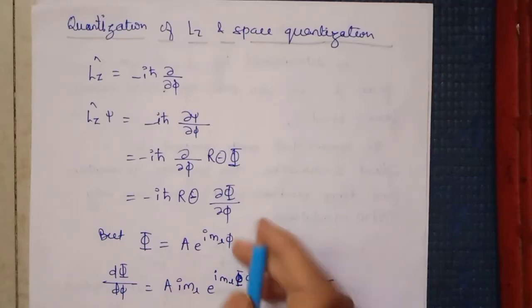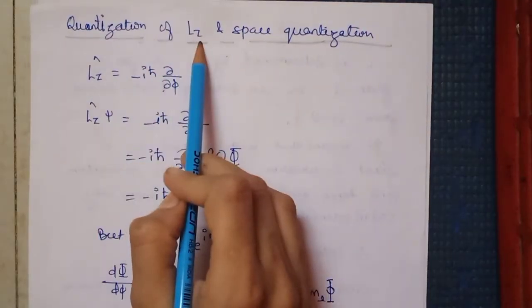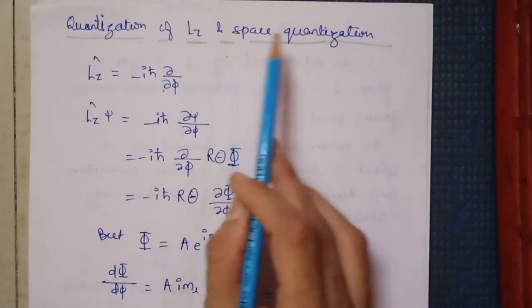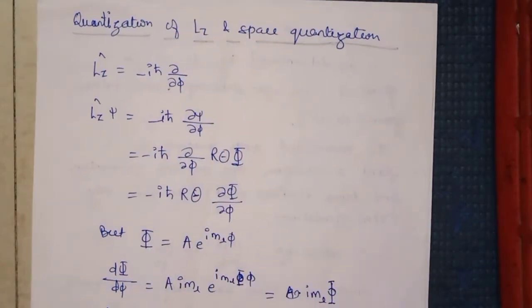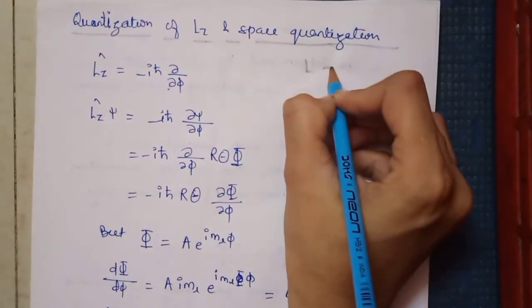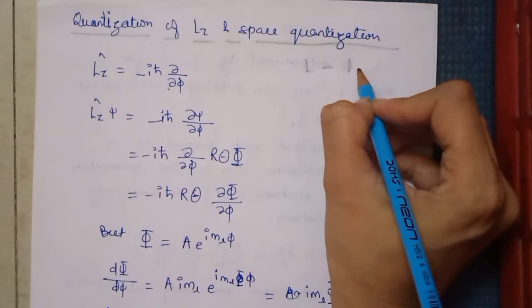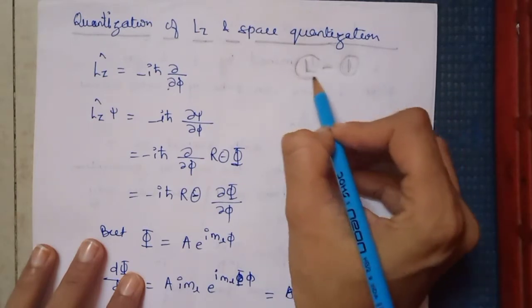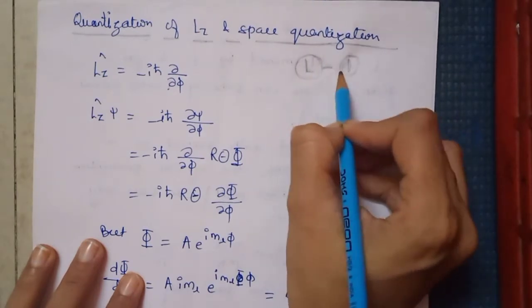Everybody, so today we are going to study the quantization of LZ, that is angular momentum along the Z axis, and space quantization. In the earlier lecture we have seen that angular momentum, that is L, is quantized because L depends on small l. As the orbital quantum number can take specific values only, therefore L can take specific values only, and that is how it is quantized.